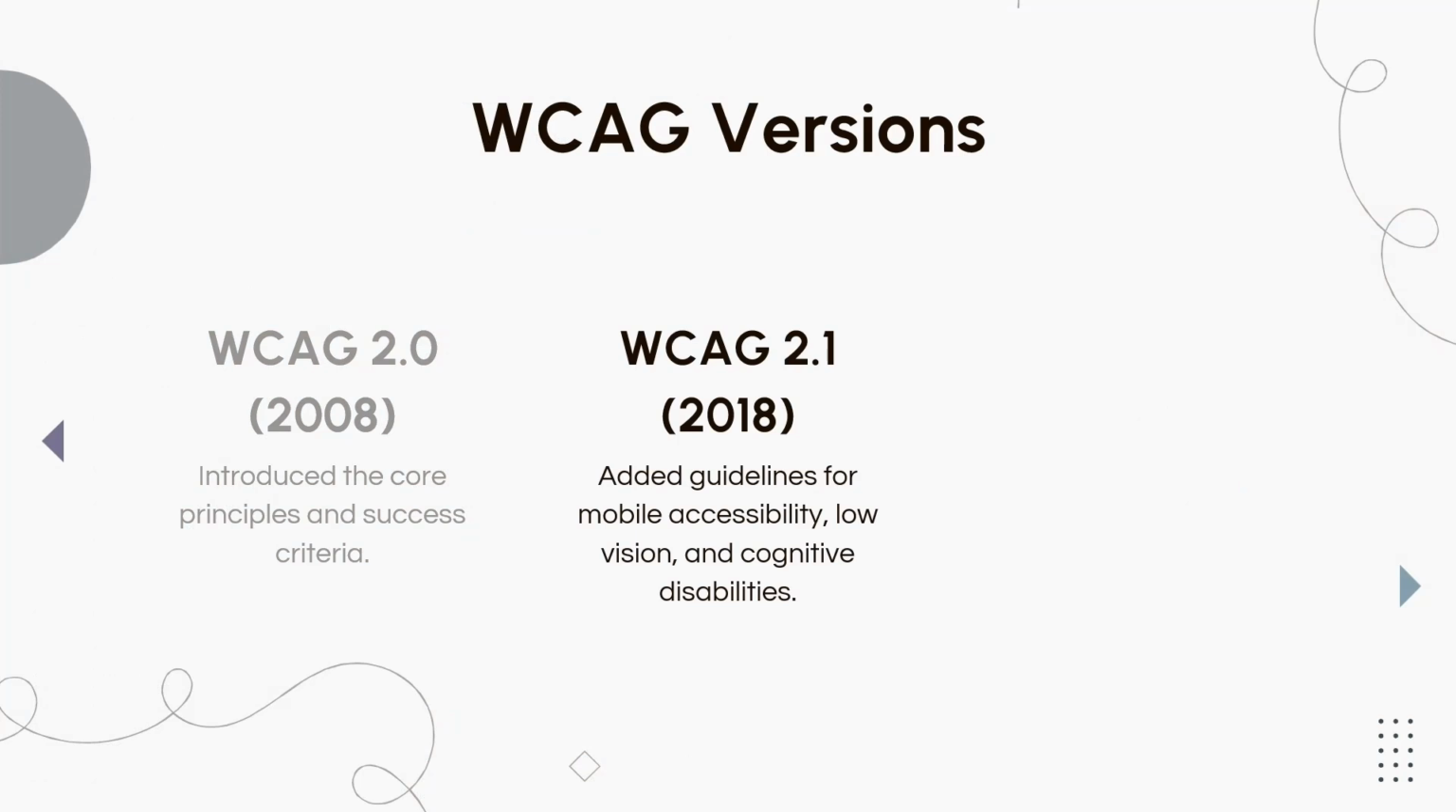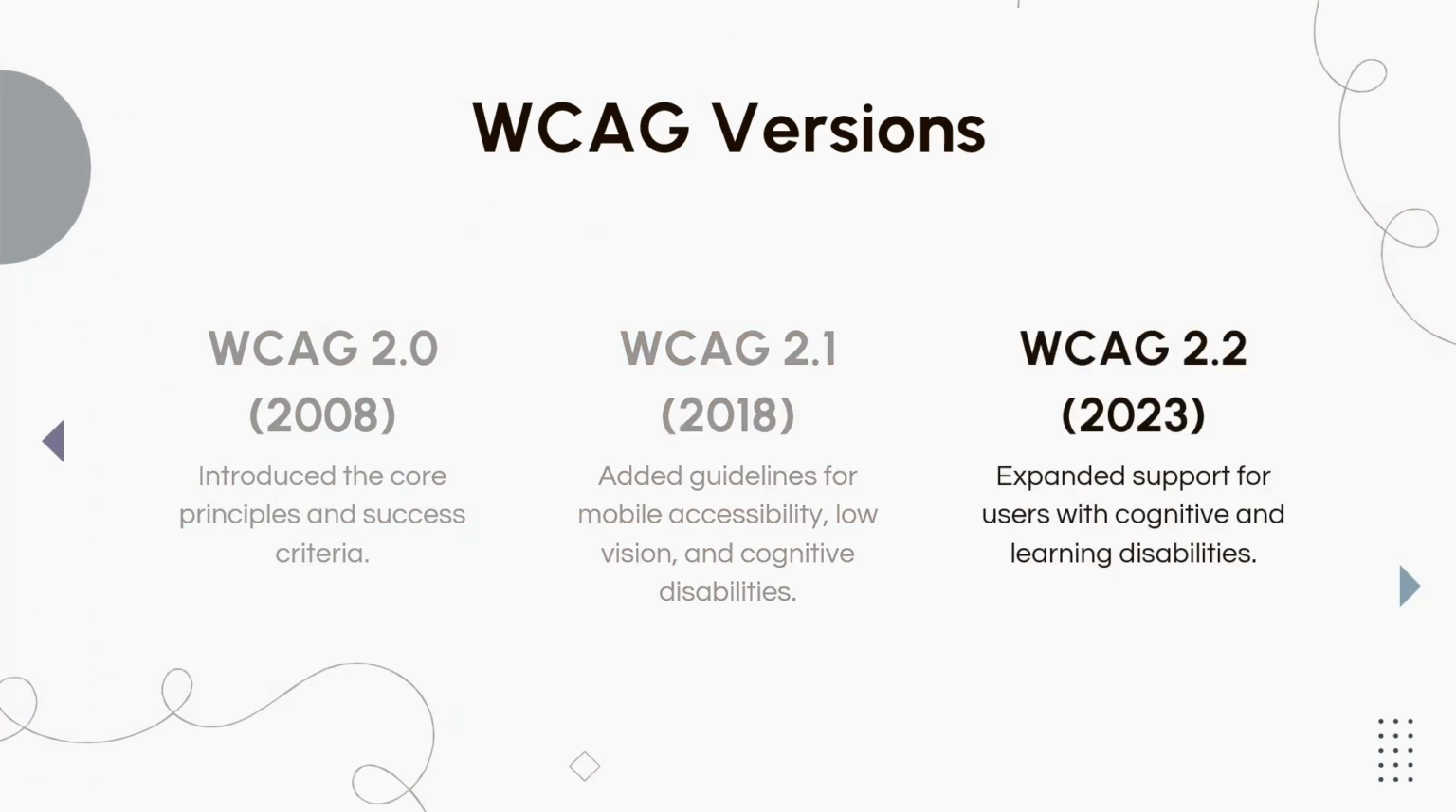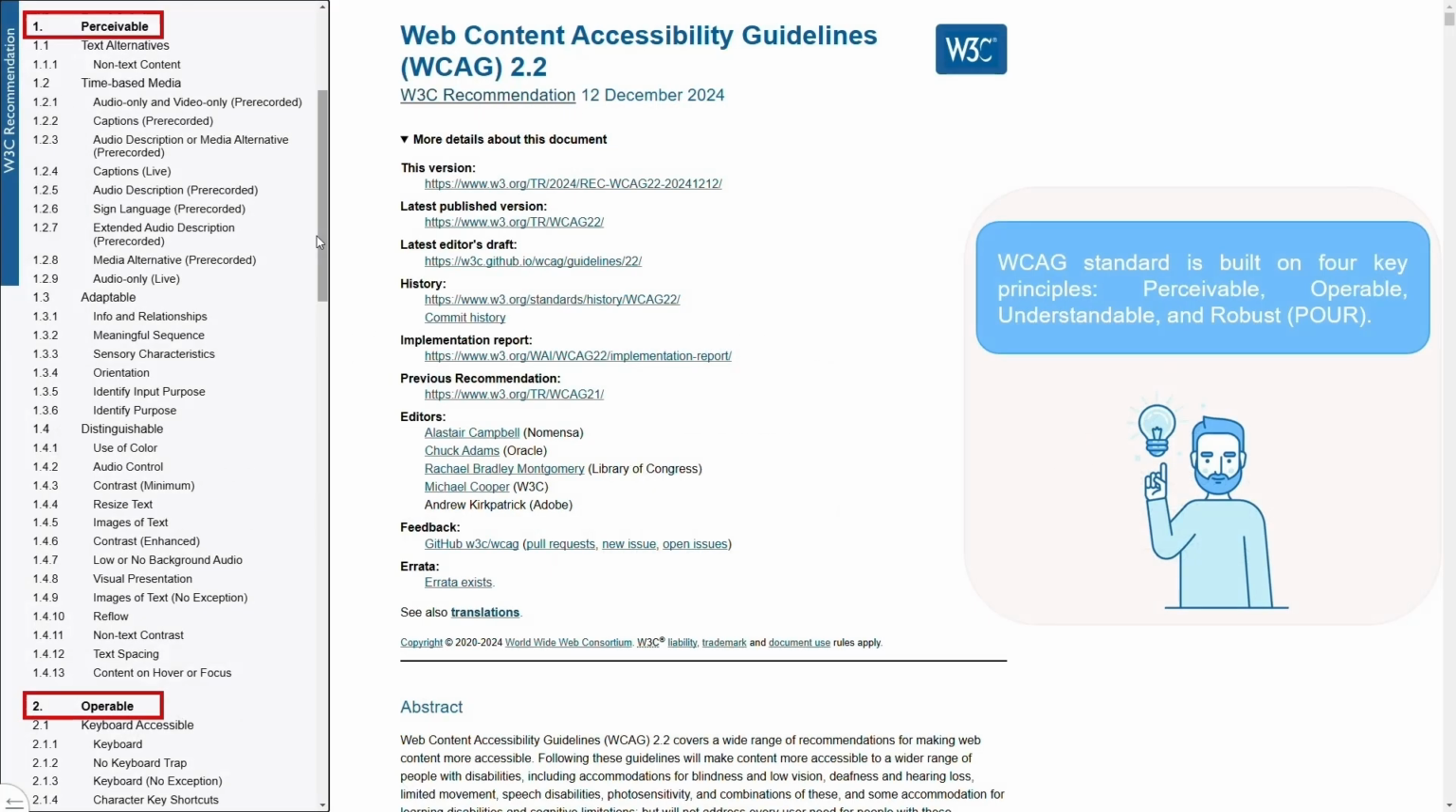This update made accessibility even more adaptable to the changing digital landscape. And now we have WCAG 2.2 from 2023, the latest and most inclusive version yet. This update further enhances support for users with cognitive and learning disabilities, ensuring that digital experiences are more accessible than ever.